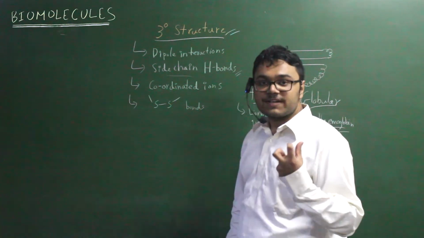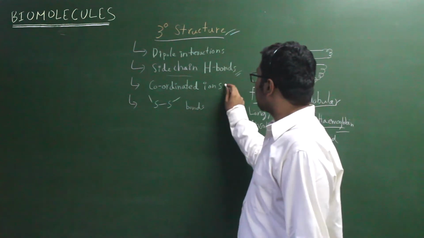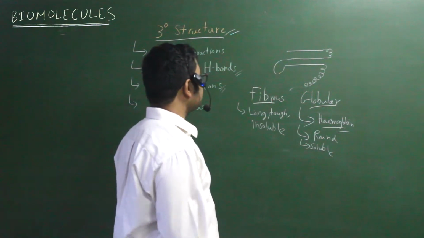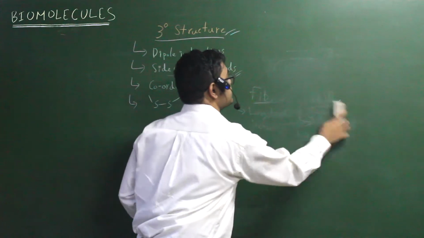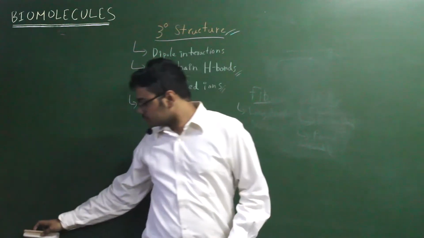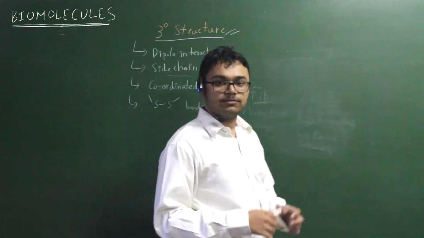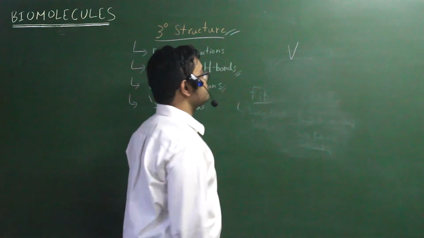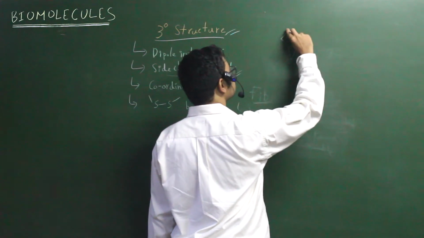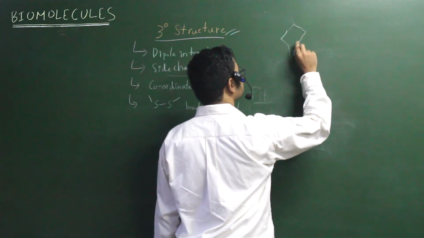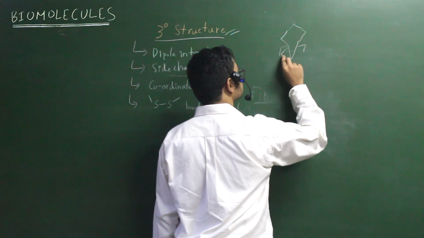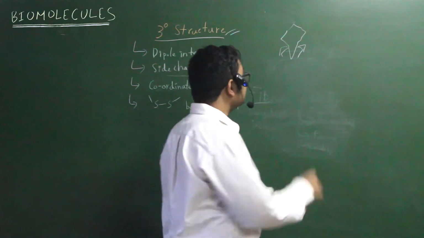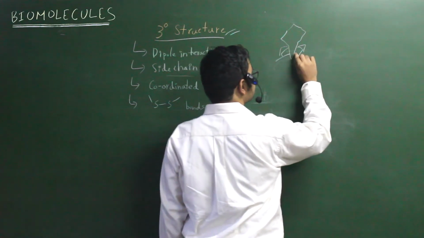A third source of tertiary structure is coordinated ions. So, coordinated ions, for example, there's this one particular bacteriophage, or virus that infects bacteria, that has this prong-like thing at the bottom of the virus. So let's just assume this is a T4 bacteriophage. I've drawn it really badly. It has this prong, and that is used to infect a bacterium.